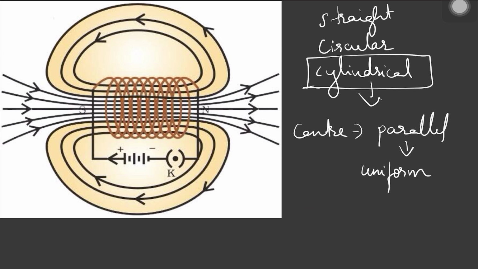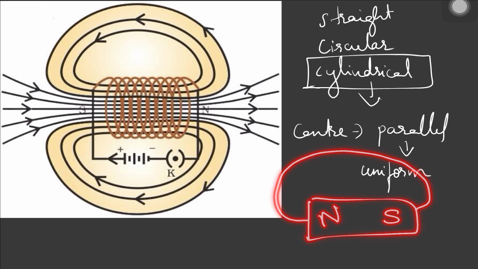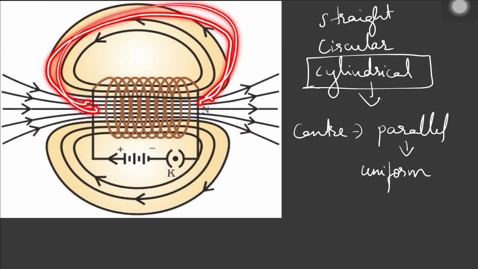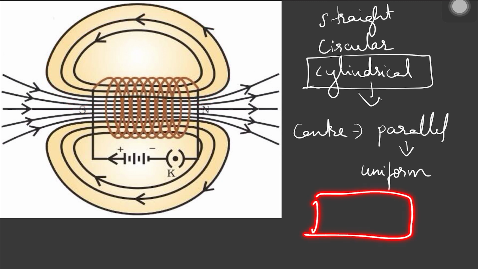In a bar magnet, suppose this is north and south, the magnetic field lines travel from north to south outside. In the same way, here also the magnetic field lines travel from north to south. And we know that inside the bar magnet, the magnetic field lines travel from south to north. Here also, they travel from south to north.